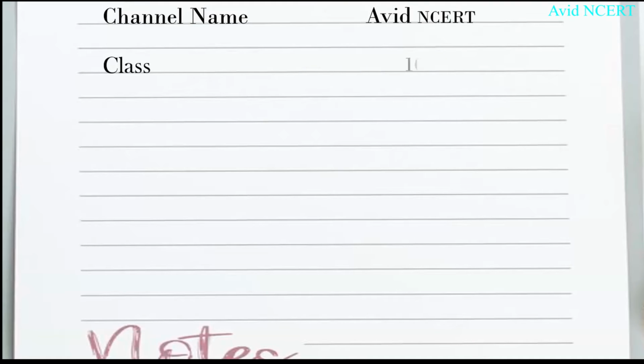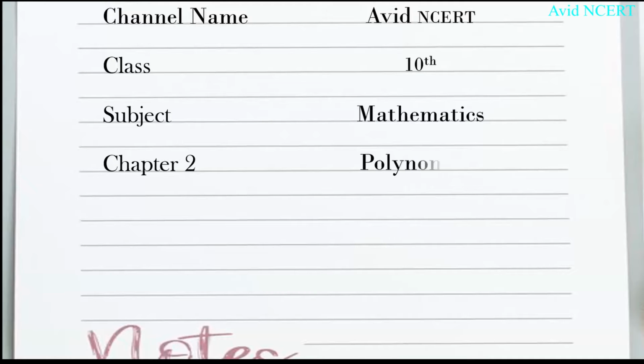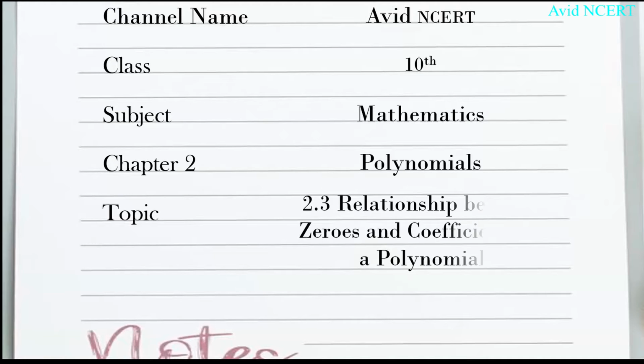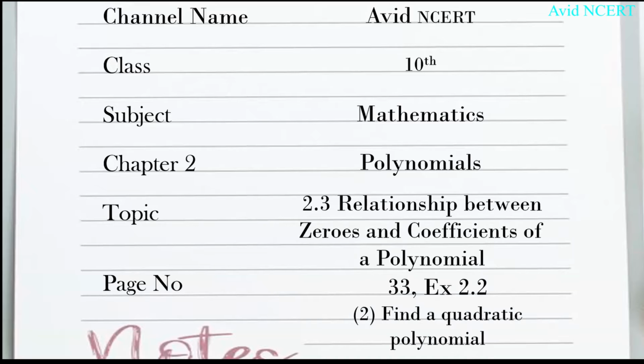This is Geeta. This session is for class 10 mathematics chapter 2 polynomials, and the topic we are discussing is 2.3 relationship between zeros and coefficients of a polynomial. The problem we are going to solve today is from page number 33. Second problem, find a quadratic polynomial.